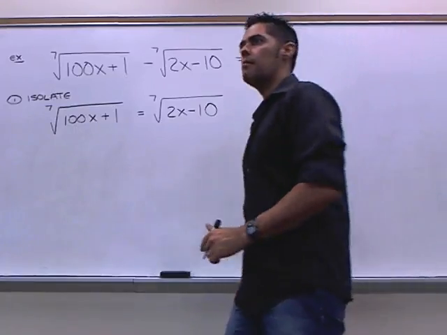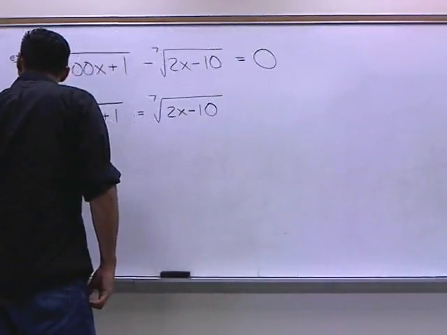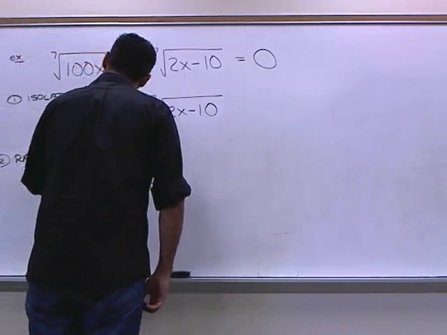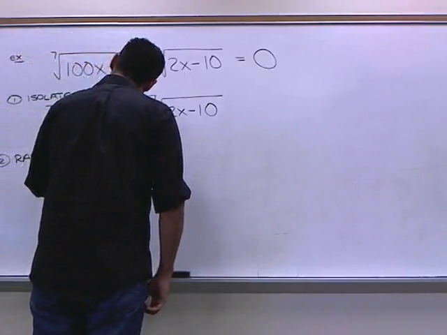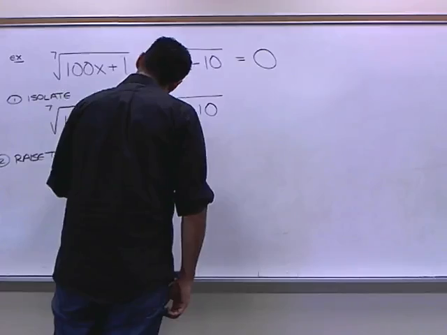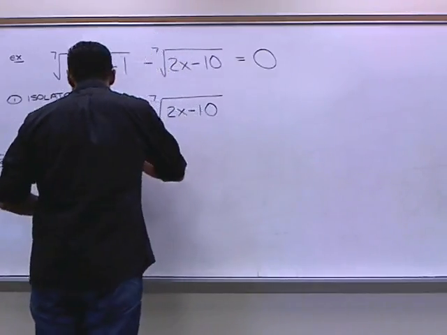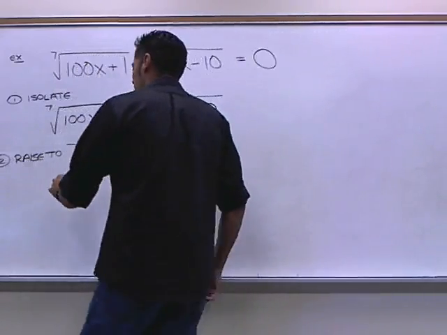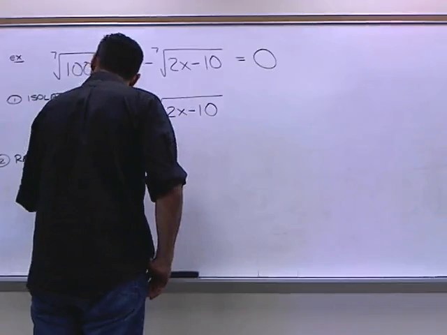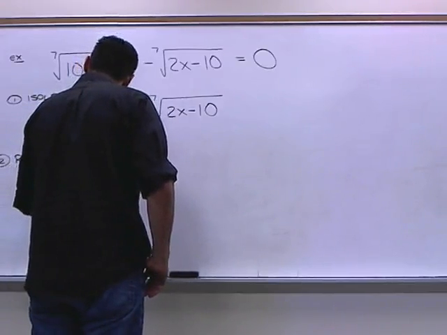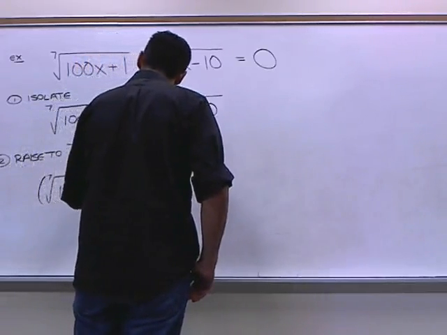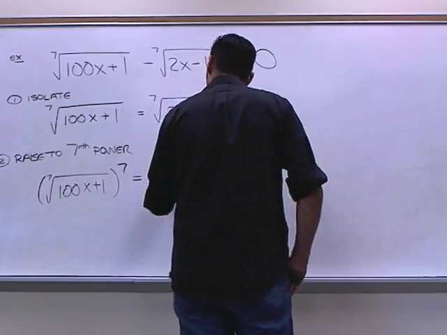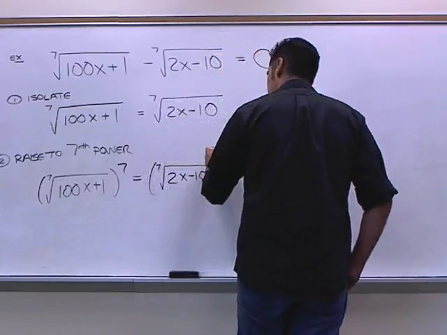Raise it to the 7th power on both sides. Good things are about to happen. We're going to take the 7th root of 100x plus 1 and raise it to the 7th. And on the other side, the 7th root of 2x minus 10 and raise it to the 7th power.